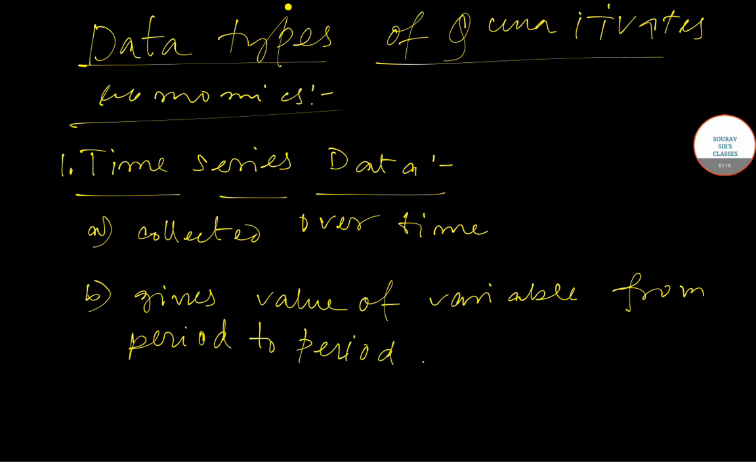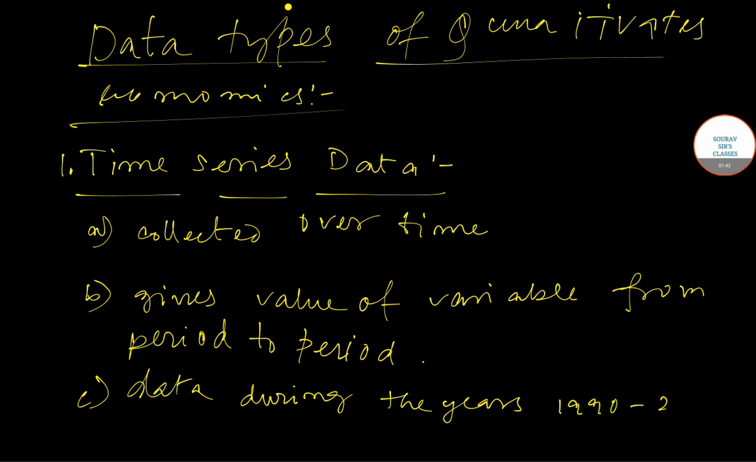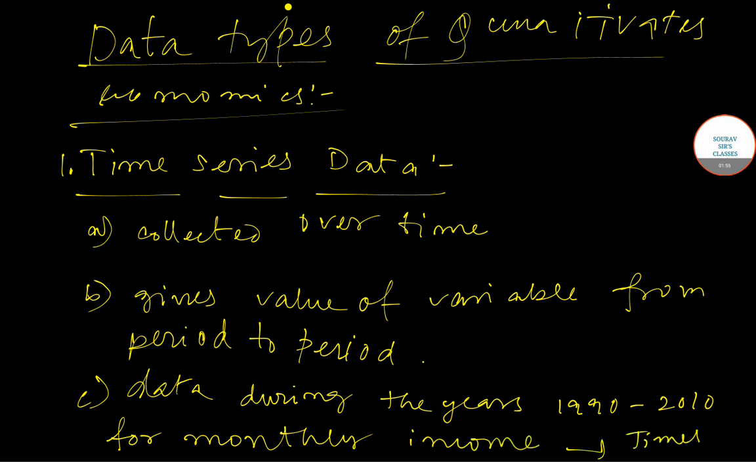And here is an example. Let me show you an example of the data. So the example will be data during the years 1990 to 2010 for monthly income, and this is a time series data, monthly income. This is an example of a time series data.